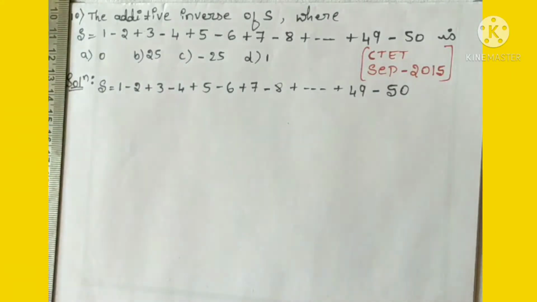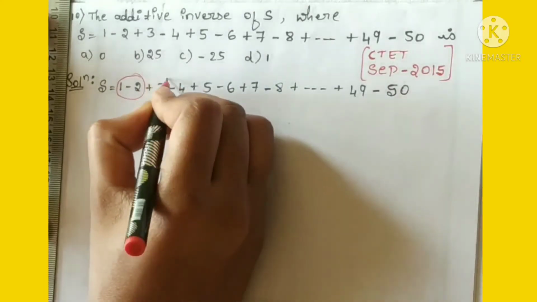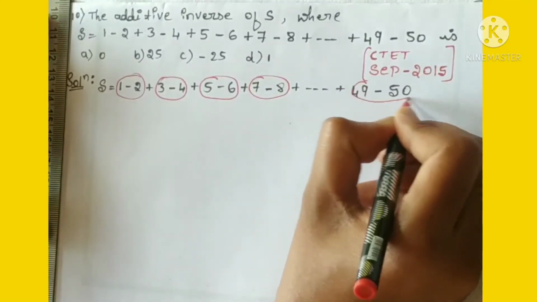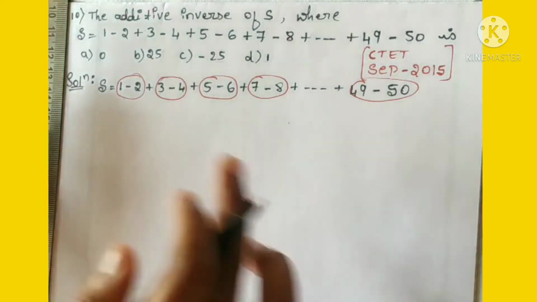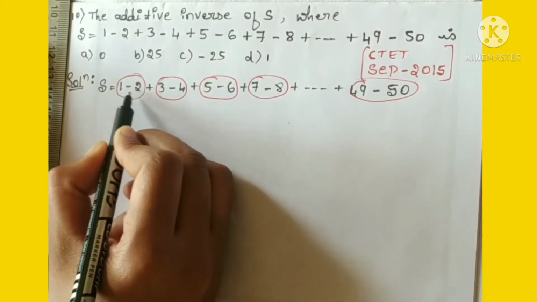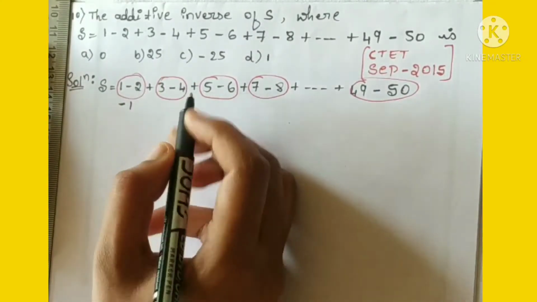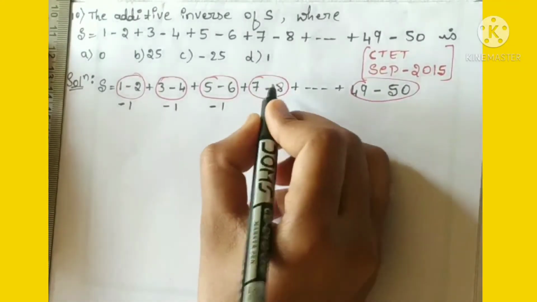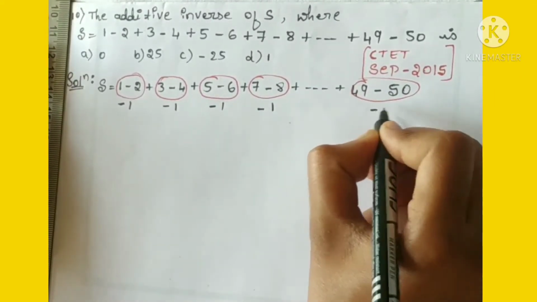Now I just make two terms as one group, like this. Now, if I solve these two terms, 1 minus 2 is minus 1. 3 minus 4 is minus 1. 5 minus 6 is minus 1. 7 minus 8 is minus 1. Here also minus 1.